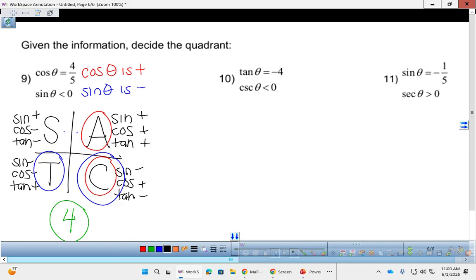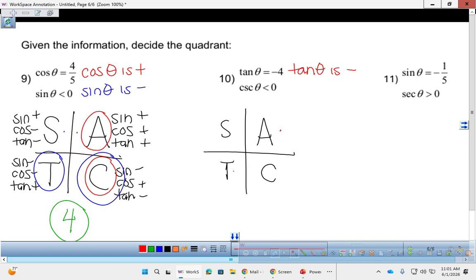I'm not going to write all of it out. I'm just going to do the ASTC. All Students Take Calc. All right? So, tangent theta equals -4. I am saying that tangent of theta is negative because it's -4. So I know that tangent is positive here and here, All and T, which means it's negative here and here. The answer's got to be 2 or 4.